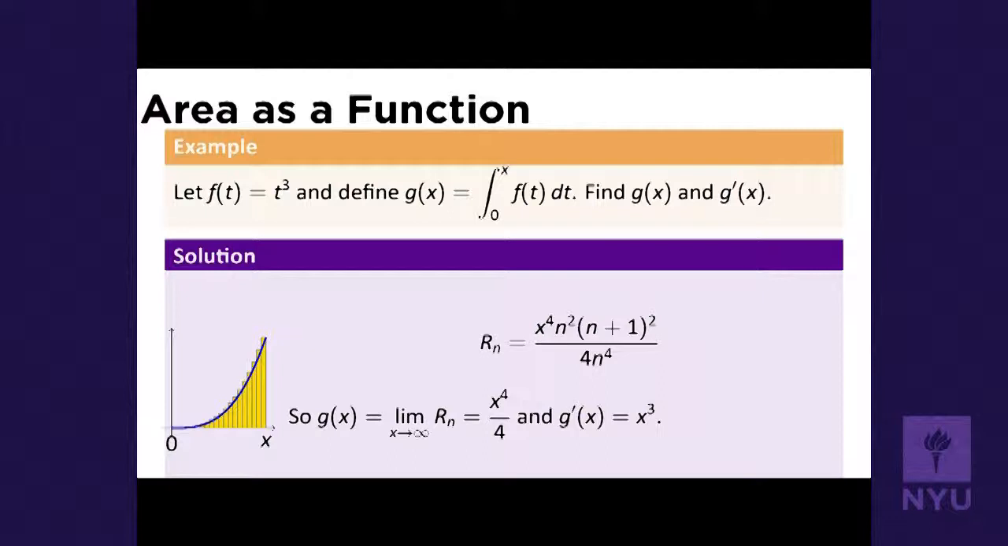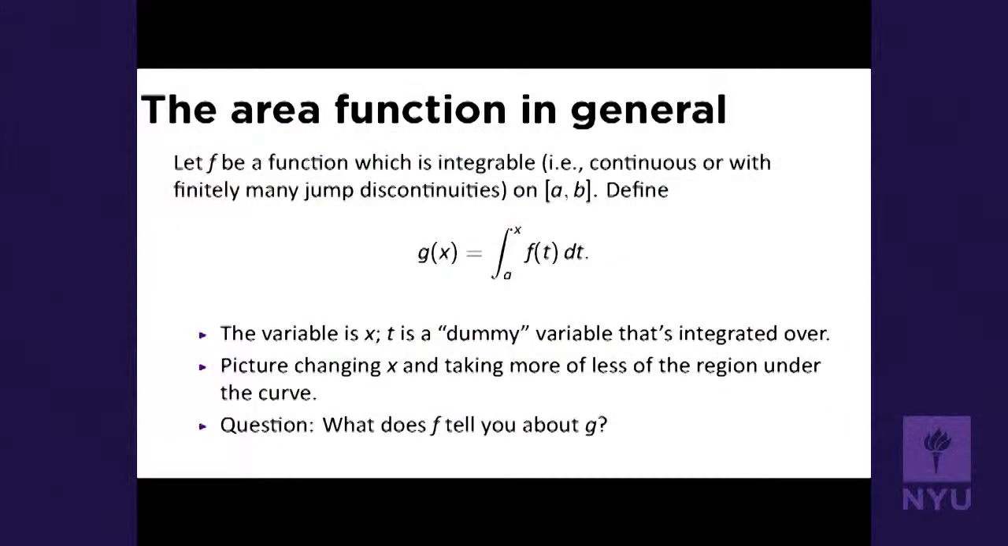Right, find the integral, find the derivative, and we come back again to the cubing function. Now, this is something we can do in general. Take any function which has an integral, so it is integrable, that is, maybe it's continuous, or at most finitely many discontinuities, and we can define a new function, g of x, to be the integral from a to x of f of t dt.